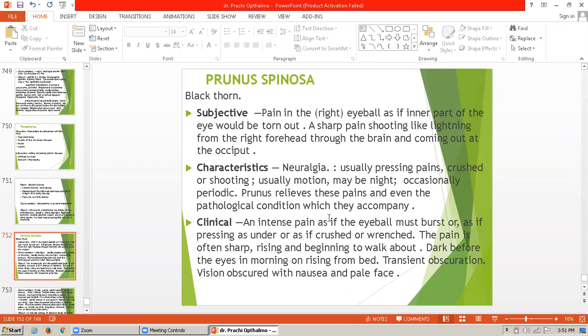Clinically, an intense pain as if the eyeball must burst, or as if pressed asunder or as if crushed or wrenched. The pain often sharp and worse rising in the morning and beginning to walk about. Dark before the eyes in the morning on rising from the bed. There is a transient obscuration, vision obscured with nausea and pale face.